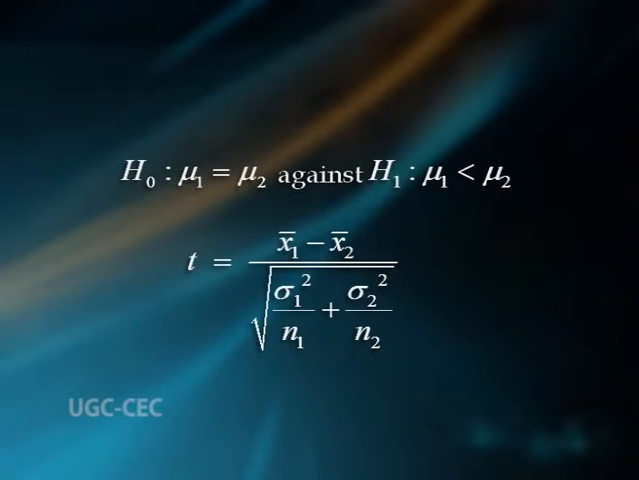Large samples of sizes 400 and 200 respectively are taken from the two populations, and their means are found to be 170 and 178. The sample standard deviations are 30 and 32 respectively. Let mu 1 be the mean height of South Indians and mu 2 be that of North Indians. To test H naught, mu 1 equal to mu 2 against H 1, mu 1 less than mu 2, the test statistic used is t equal to x bar 1 minus x bar 2 divided by square root of sigma 1 square by n 1 plus sigma 2 square by n 2.